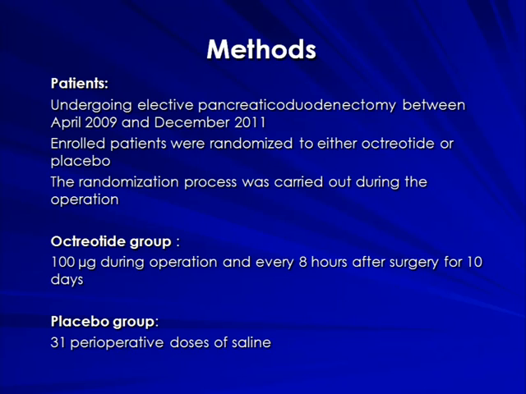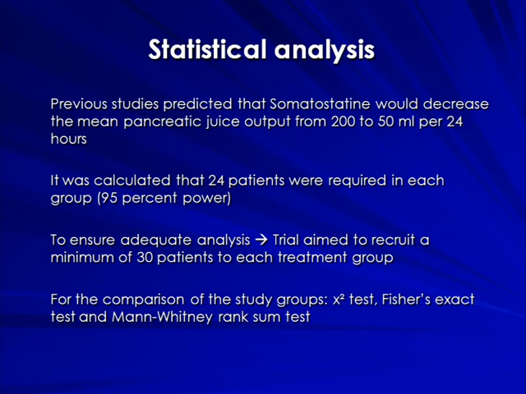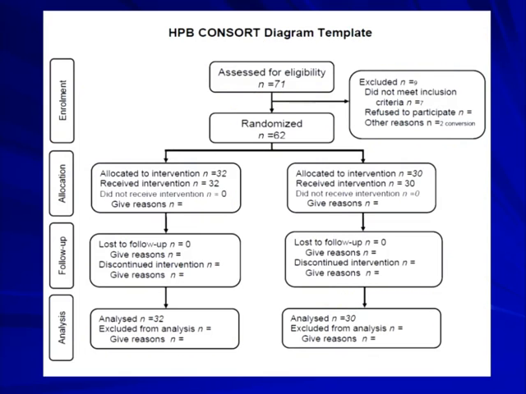The randomization process was carried out during the operation. In the octreotide group, they used 100 micrograms during operation and every 8 hours after surgery for 10 days. And in the placebo group, 31 perioperative doses of saline. In the statistical analysis, it was calculated that 24 patients were required in each group. To ensure adequate analysis, the trial aimed to recruit a minimum of 30 patients to each treatment group.